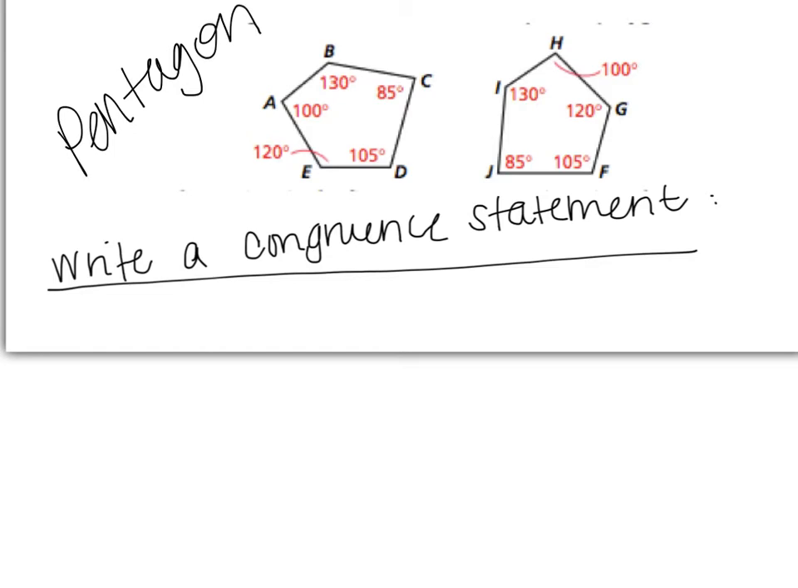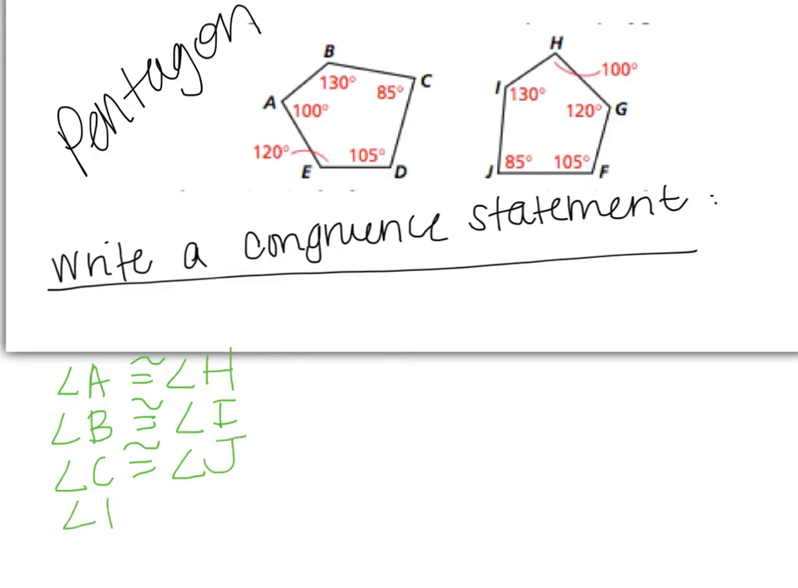So what we could have said, I'm going to start at A, is that angle A corresponds to angle H. And then angle B corresponds to angle I. Angle C corresponds to angle J. Angle D corresponds to angle D. And finally, angle E corresponds to angle F.